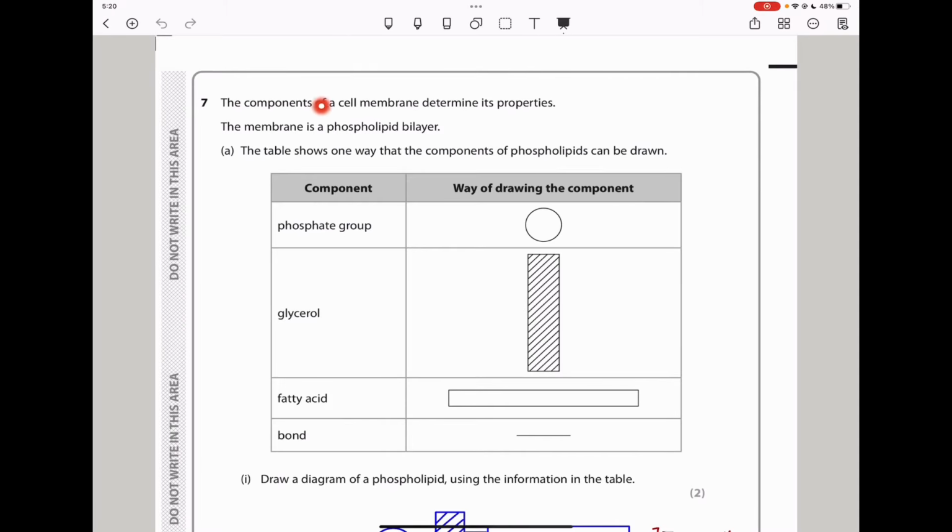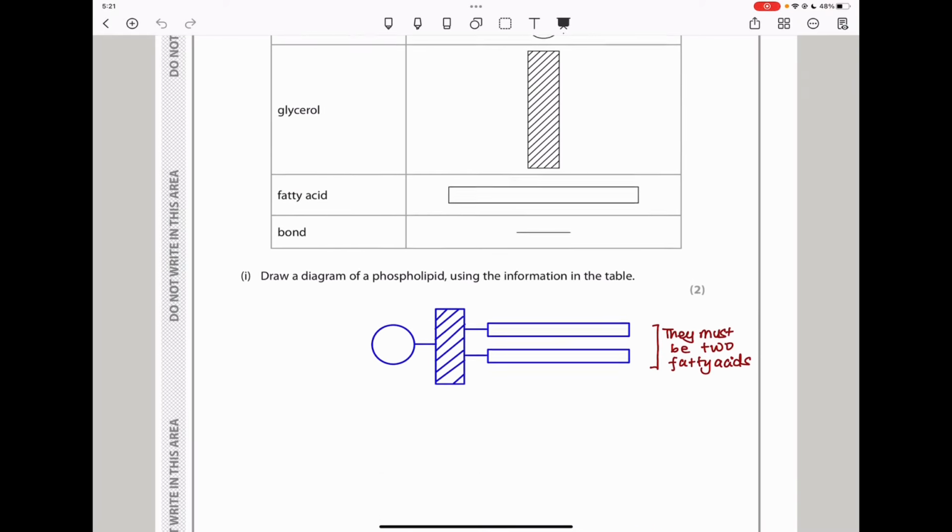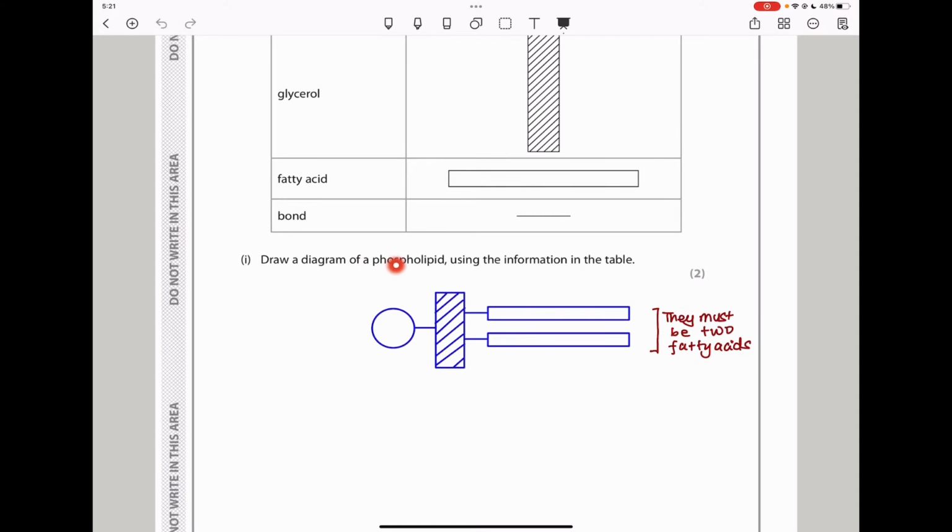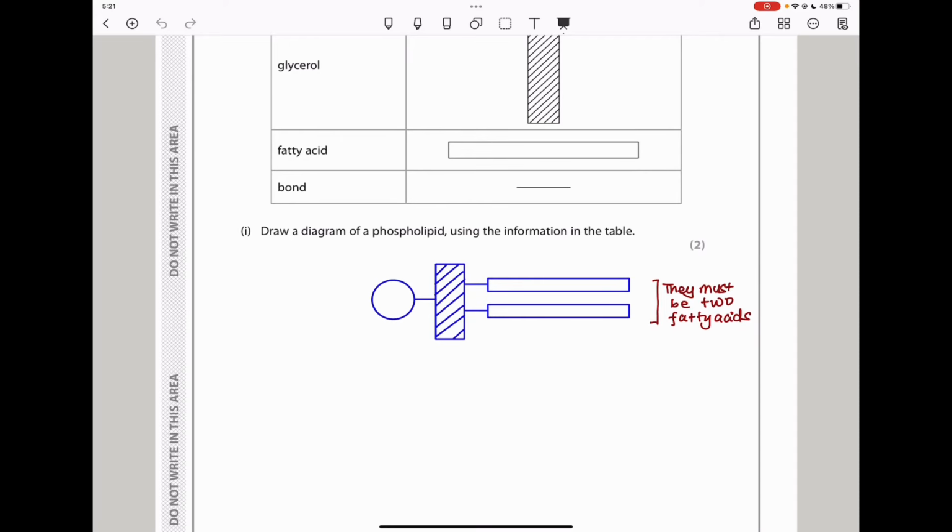Question 7, the structure of a cell membrane determines its properties. The membrane is a phospholipid bilayer. The table shows one way that the components of the phospholipids can be drawn. So they've given us the phosphate, which is circular, the glycerol, which is here, the fatty acid, which is that, and then the bond. So they asked us to draw a diagram of a phospholipid using the information in the table. A phospholipid contains two fatty acids that are bonded to a glycerol that is bonded to a phosphate.